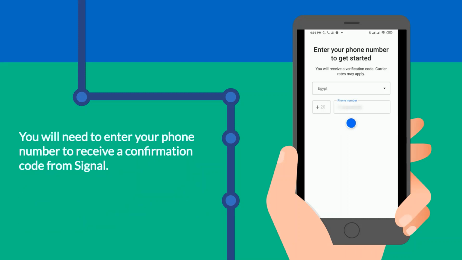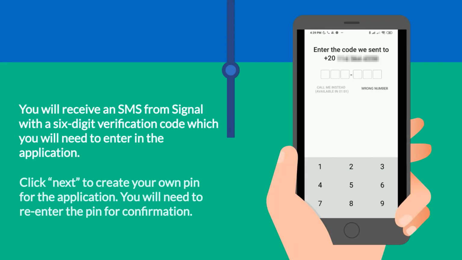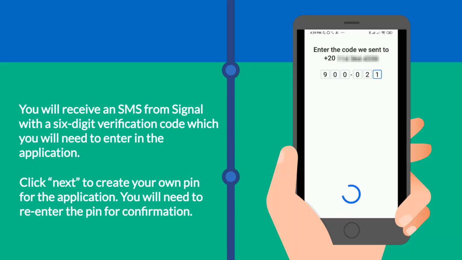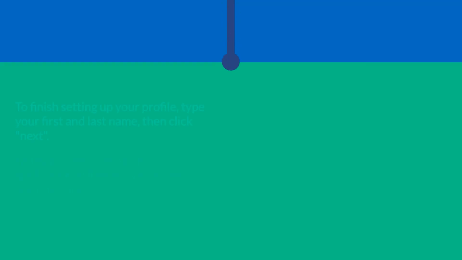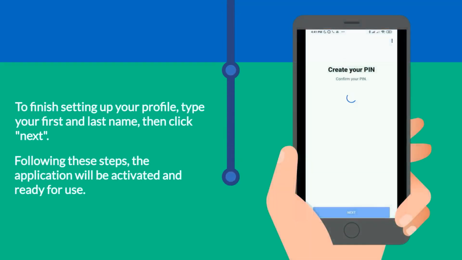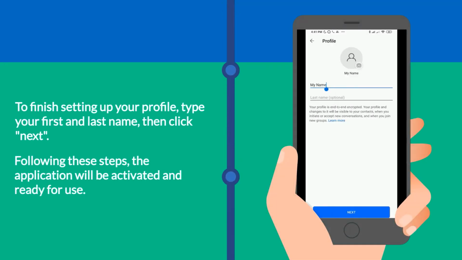You will need to enter your phone number to receive a confirmation code from Signal. You will receive an SMS from Signal with a 6-digit verification code which you will need to enter in the application. Click Next to create your own PIN for the application. You will need to re-enter the PIN for confirmation. To finish setting up your profile, type your first and last name, then click Next. Following these steps, the application will be activated and ready for use.